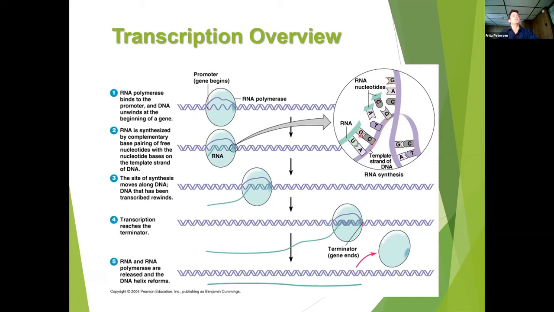The difference being, though, that before the GAC on the RNA, you find this U, this uracil. On the DNA, that would not be a U, that would be a T, or a thymine nucleotide. So as the site of synthesis moves along, the DNA that has been transcribed rewinds, so it takes back its original double helix structure. Now this RNA polymerase will reach the terminator in the next step, which will then separate the RNA polymerase and the newly formed RNA. And the entire double helix of the DNA will be reformed to be used as another template.